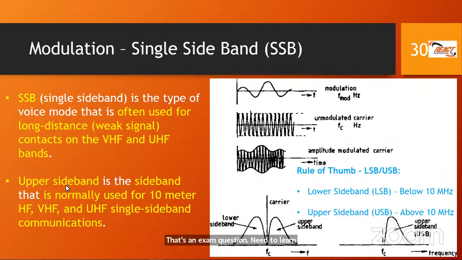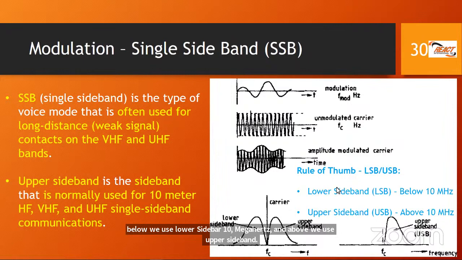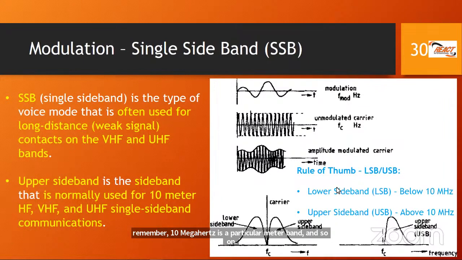Also, we need to learn that upper sideband is what you will use for the 10 meter HF, VHF, and UHF single sideband communications, right? So I'll have a little diagram, next slide, that hopefully might help us remember where we will use upper sideband and lower sideband. I mentioned it here in blue: 10 megahertz and below, we use lower sideband; 10 megahertz and above, we use upper sideband. But remember, 10 megahertz is a particular meter band and so on. So we have a little trusty diagram that we have been using the last couple of sessions, and we have just added on LSB and USB. So next slide, you'll see it.